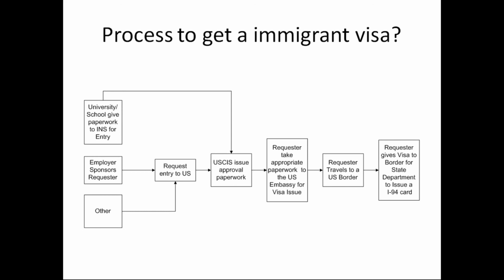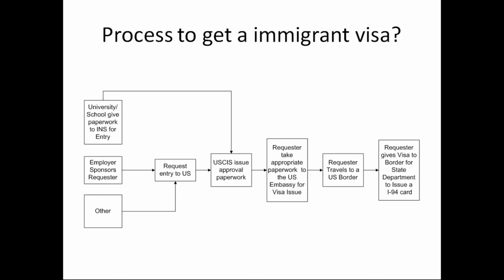Once they go there, that's when they will actually get the visa issued to them, at the U.S. Embassy. Then the individual is going to travel to the U.S. border. Once they get to the U.S. border, the State Department at that point is going to issue them what's called an I-94 card. This is a very important card from a payroll perspective, so we're going to talk about what this card actually is.